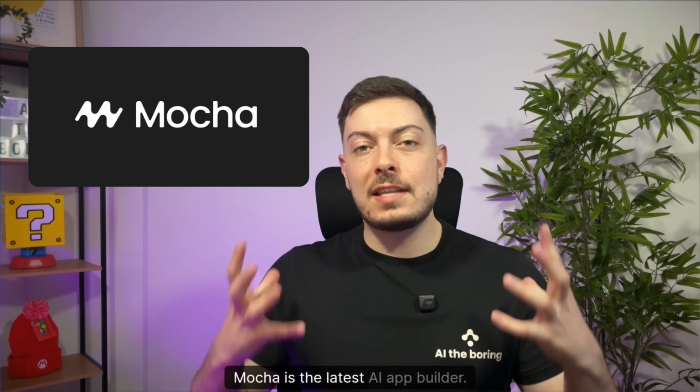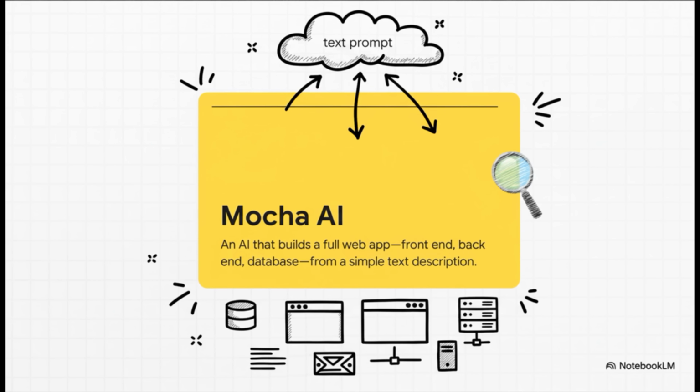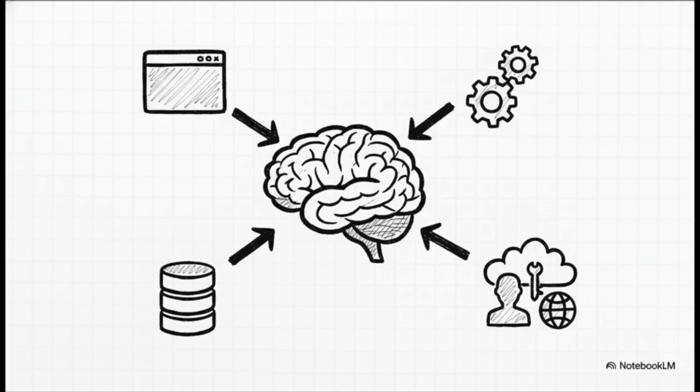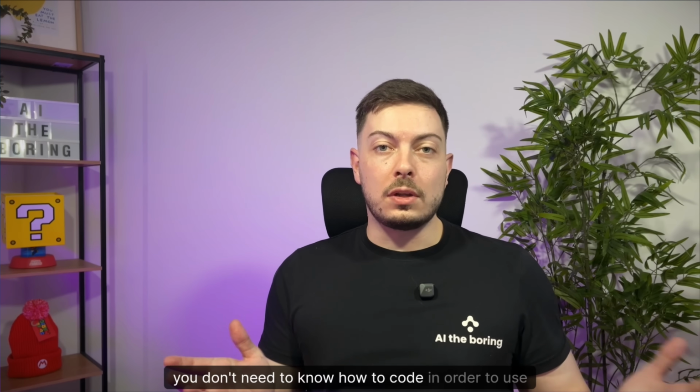Mocha is the latest AI app builder. You describe what you want and it creates a full web app for you. Front end, back end, database, login, hosting, it does it all using artificial intelligence. And best thing of all, you don't need to know how to code in order to use it.